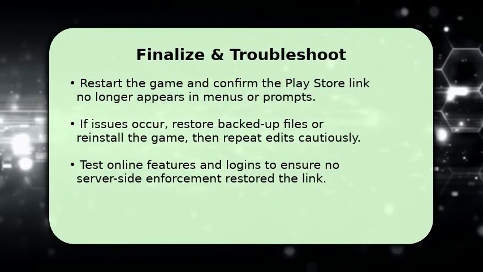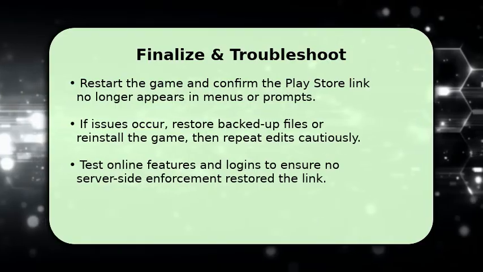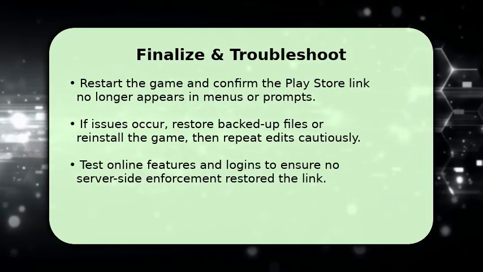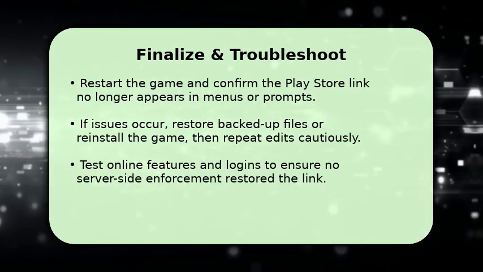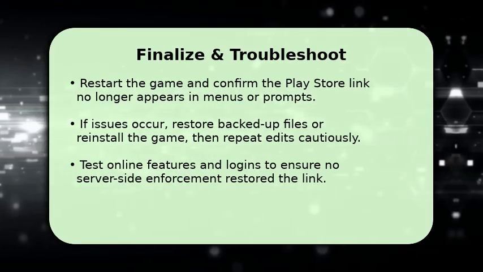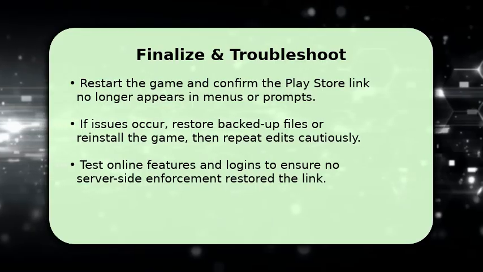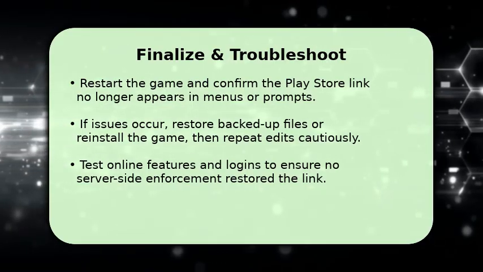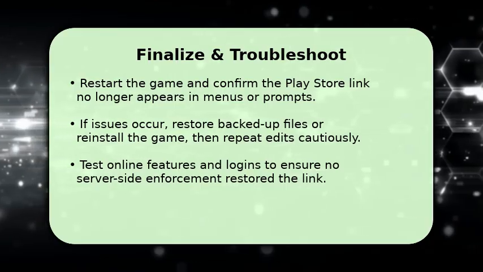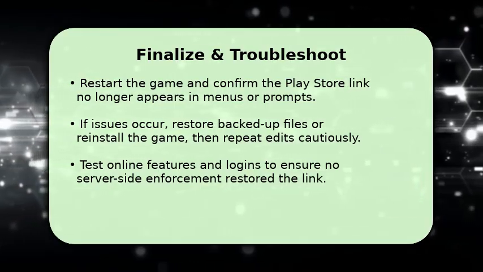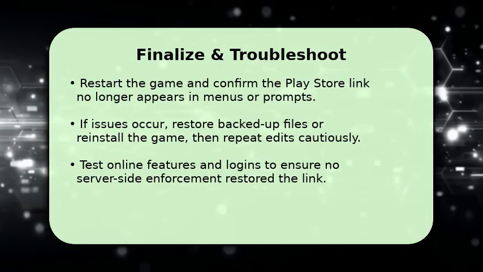Finish by launching PES and validating that the Play Store link is gone from menus and in-game prompts. If the link persists or the app misbehaves, immediately restore the backup and retry the edit more narrowly, targeting only the link strings. If necessary, reinstall the app, reapply edits, and then clear data before relaunch.